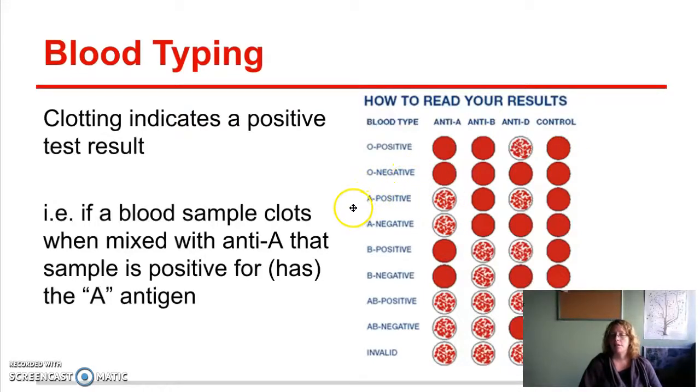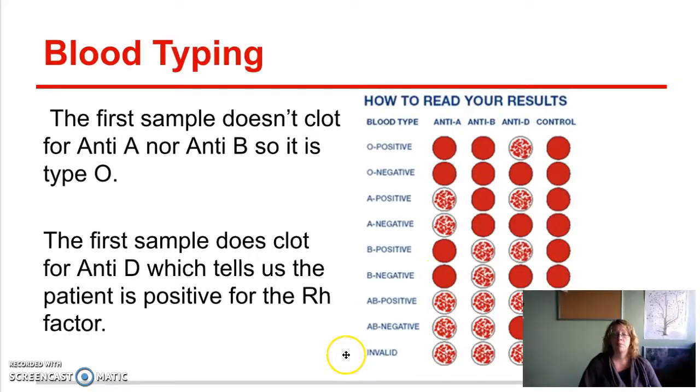I'm going to hop down to A positive. So type A blood has A antigen. So when you mix anti-A with type A blood, you see clumping. When you mix anti-B with A blood, no clumping. And when you mix anti-D, which tells you about the Rh factor, with this A negative blood, you see no clumping. So if it clumps, it's a positive test. And if it doesn't clump, it's a negative test. So negative, negative, positive, positive, negative, negative, positive, positive, positive.